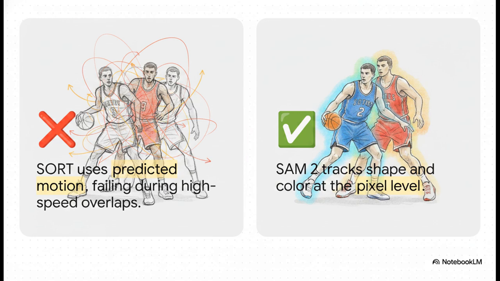Okay, once we detect a player, we have to track them. Traditional trackers like SORT rely on predicting motion and matching bounding boxes. But in basketball, players cross over, set screens, and bump into each other literally all the time. That causes those traditional trackers to completely lose their targets. And that is exactly why we deploy SAM2's visual memory. SAM2 doesn't just guess where a player is going. It remembers their shape, color, and texture at the pixel level. It tracks them right through severe occlusion and high-speed chaos.